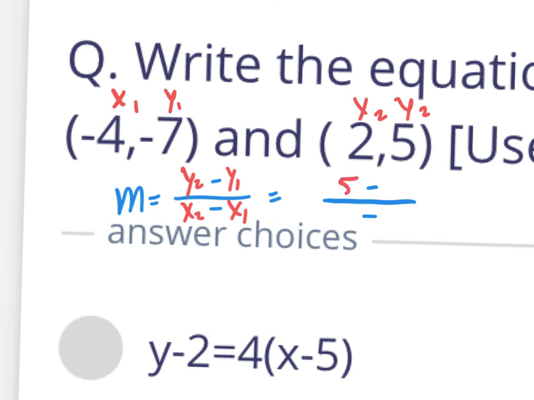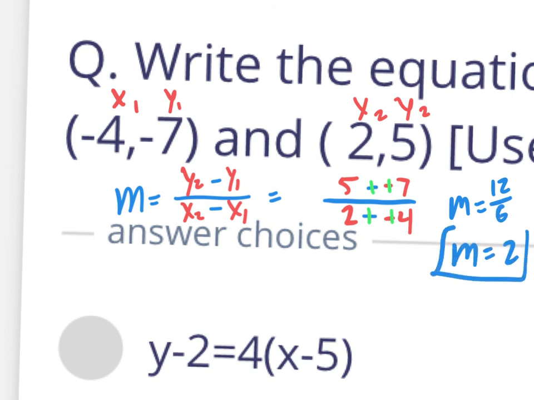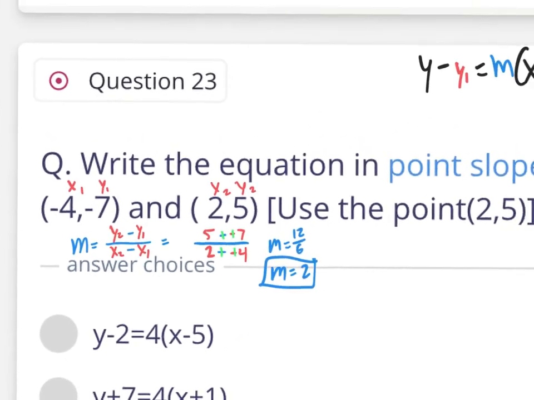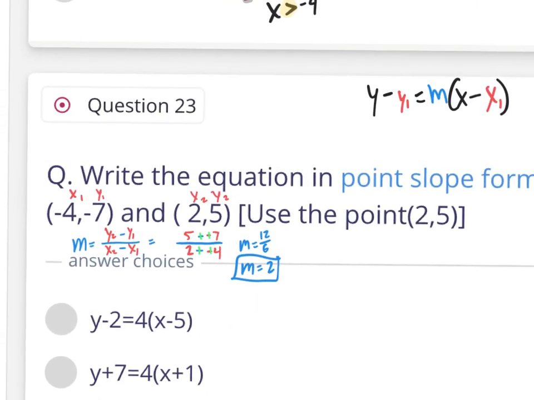Y2 is 5, Y1 is -7, X2 is 2, X1 is -4. Of course, the minuses change to plus. So your slope, your M, will be 5 plus 7, which is 12, and 12 over 2 plus 4, which is 6. So our slope will be 2, okay? So we now have a slope, and we now have some points, and now we will be ready to write it in point slope form. That's all we need, a point and a slope.